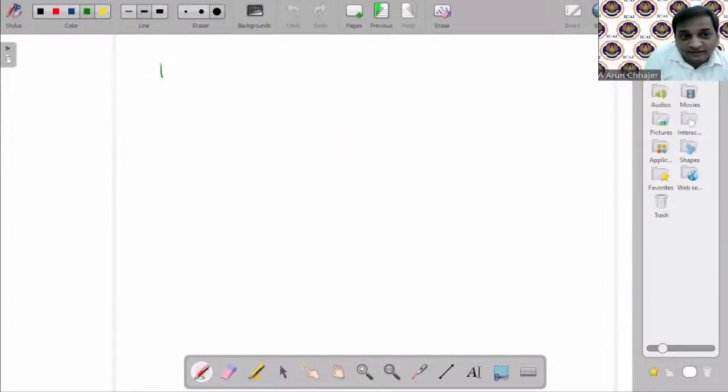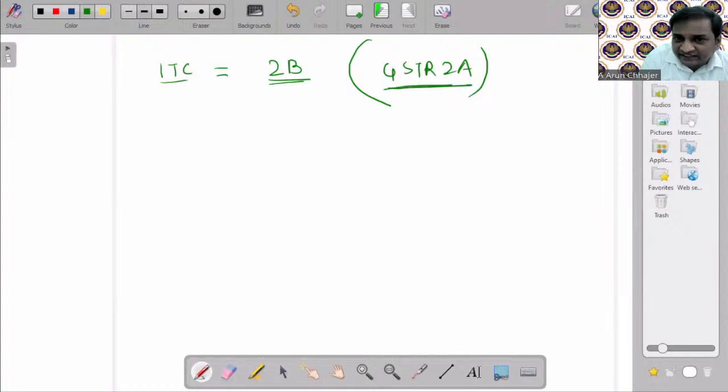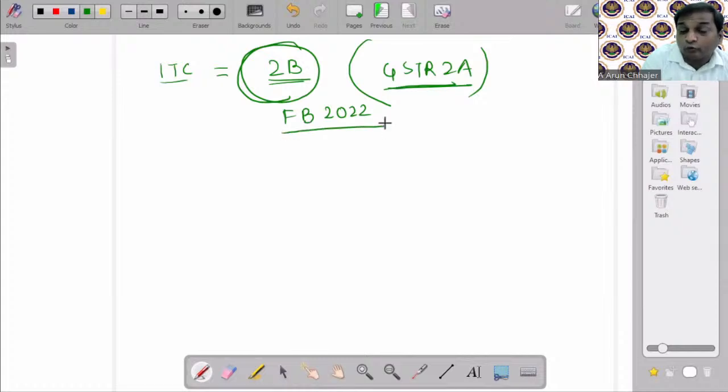Now, it is not in your syllabus, but I am explaining just for your knowledge. Now they are linking the ITC based on the GSTR2B, not based on the GSTR2A. In the time to come, when you will be in the final, you will see the changes. The changes have already been introduced by Finance Bill 2022.